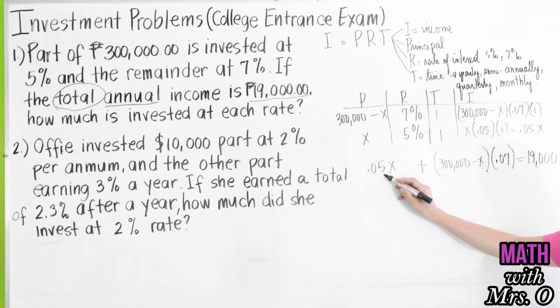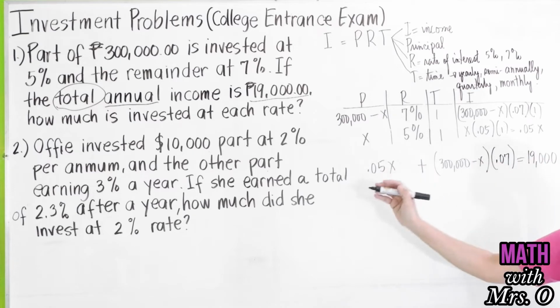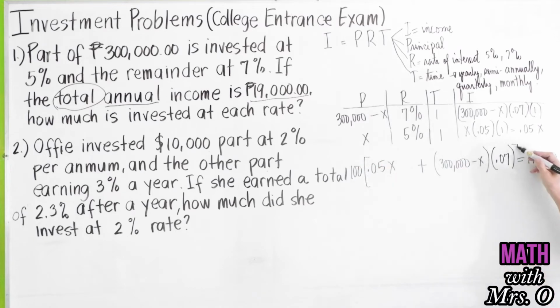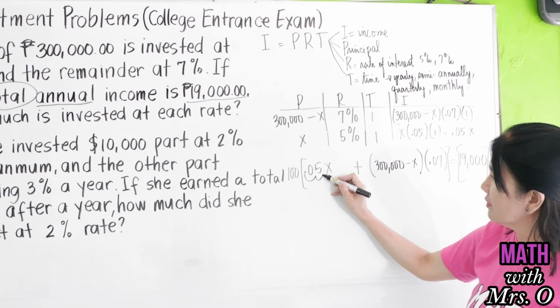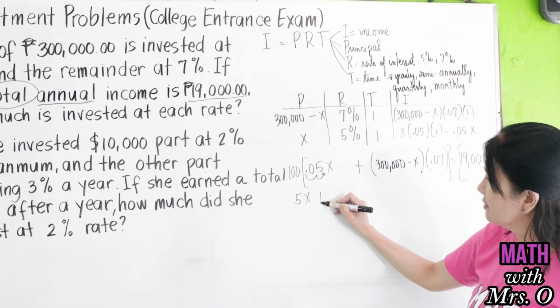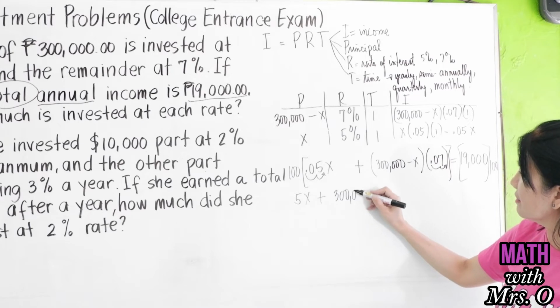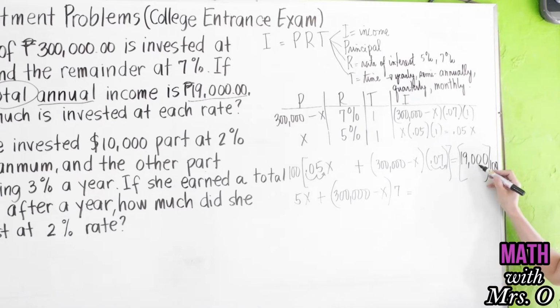Take note that you have here a decimal and another decimal. When you have decimals, we better multiply 100 to all of the terms to remove the decimal point, and this becomes a real number. So we multiply everything by 100, to the left and to the right. When you multiply by 100, you simply move the decimal point 2 places to the right. You have 5x plus 300,000 minus x times the quantity 7 equals 19,000 times 100.